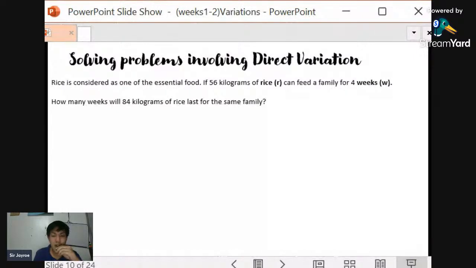What are the two variables? It's really easy to get the equation. So that is correct, R is equal to KW. Now, in R is equal to KW, what are the two variables? In variation, we have two variables. In direct variation.